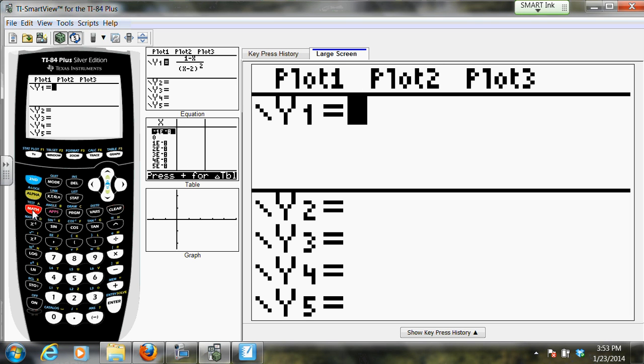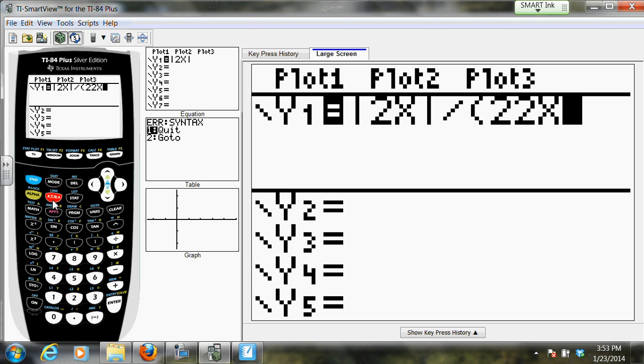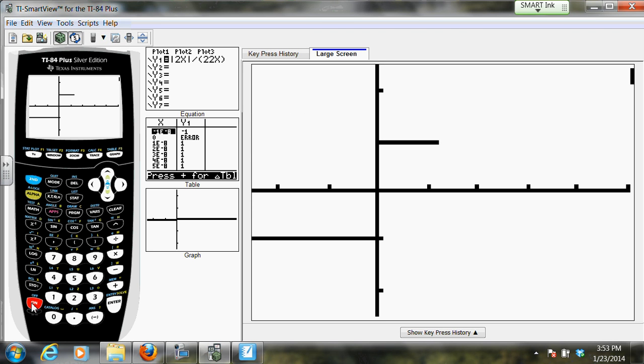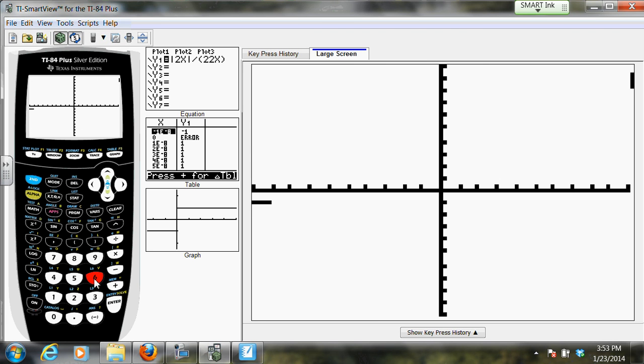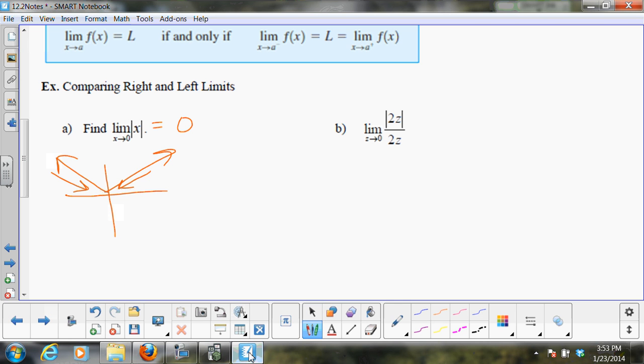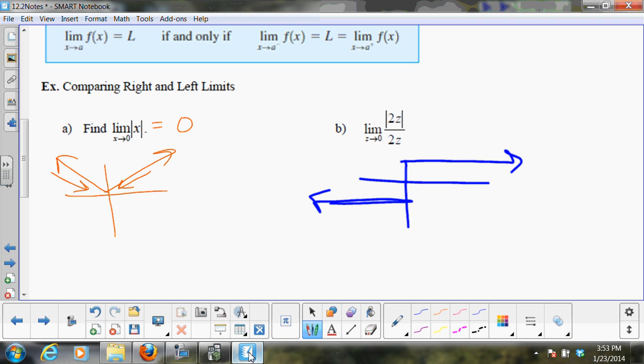So I have to do the absolute value of 2x divided by 2x, not 22, 2. Graph. Oh, wait, hold on. Yeah, I was pretty sure it was a split graph. So this is going this way, goes this way. So approaching 0 from 2 different sides, it doesn't exist.